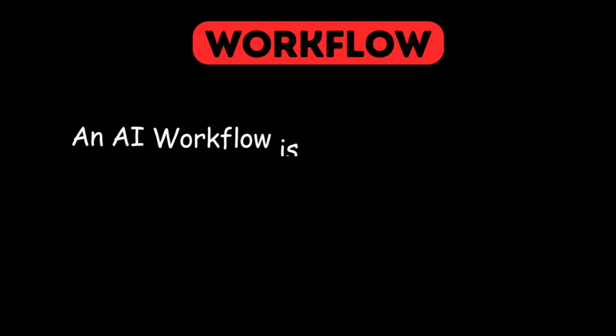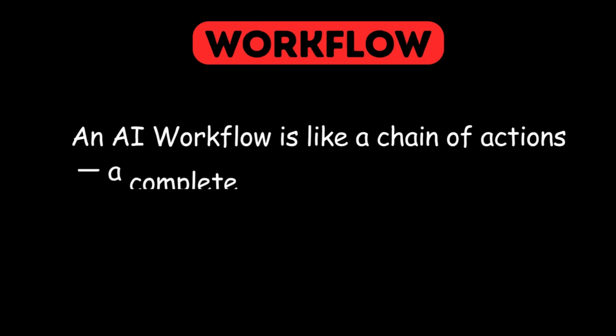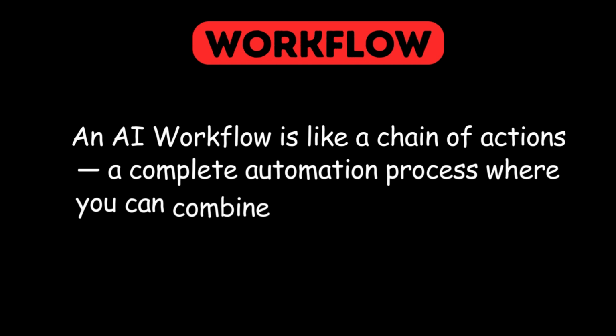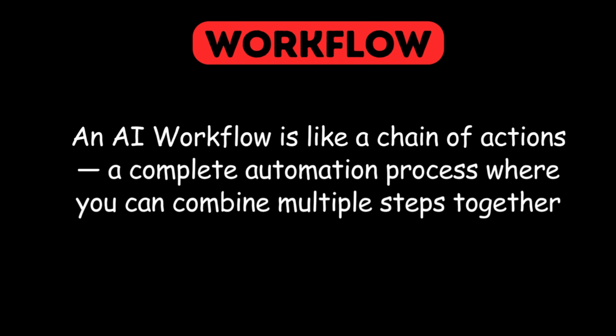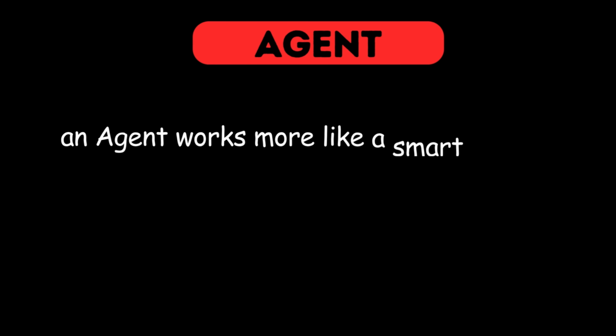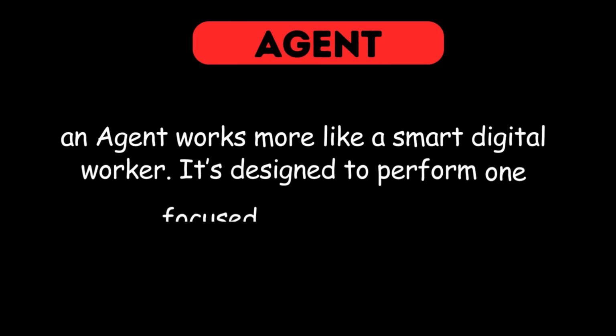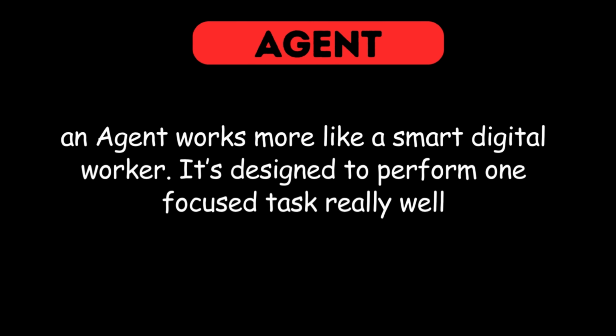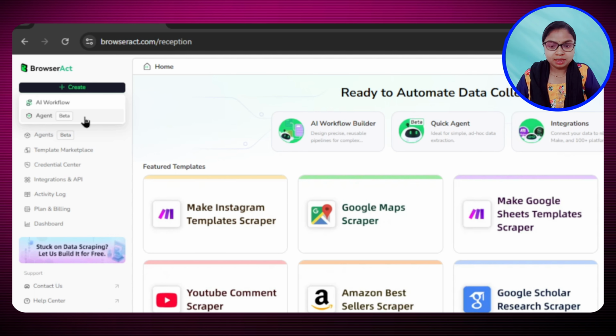An AI workflow is like a chain of actions, a complete automation process where you can combine multiple steps together. For example, you can make it open a website, extract data, summarize it, and then save or send the result automatically. On the other hand, an agent works more like a smart digital worker. It's designed to perform one focused task really well. For example, researching a topic, analyzing data, or managing a specific process for you.